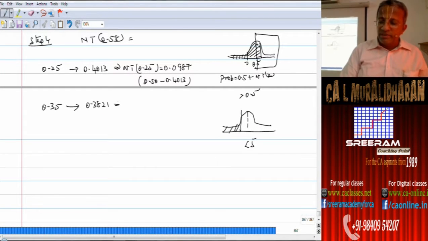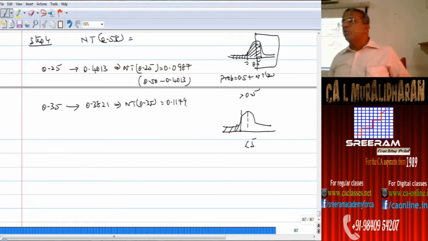0.3821. That means what is the normal table value of 0.35? 0.35 is equal to 0.1179. How did you get this 0.1179?